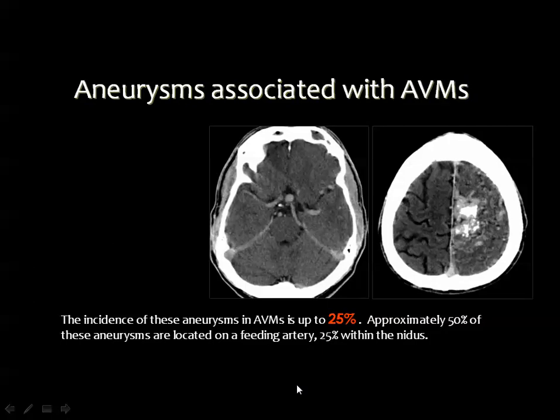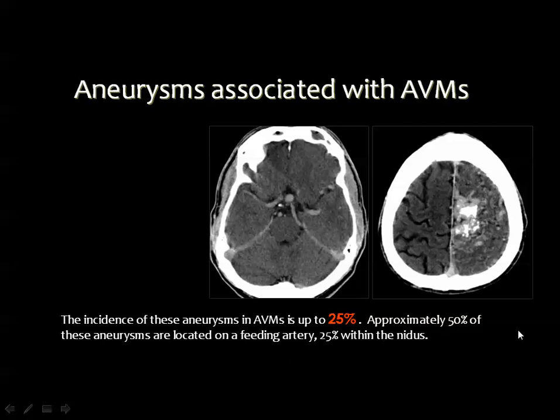Then aneurysms may be associated with arteriovenous malformations. Both can occur in the same area in the same patient in about 25%. And approximately 50% of these aneurysms are located on the feeding artery, while 25% are located within the nidus of the arteriovenous malformation, as we will discuss with this abnormality just later on.